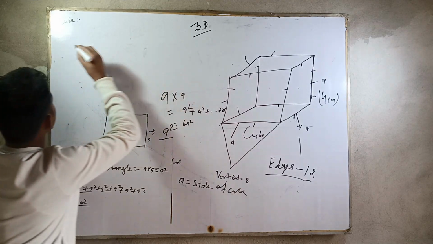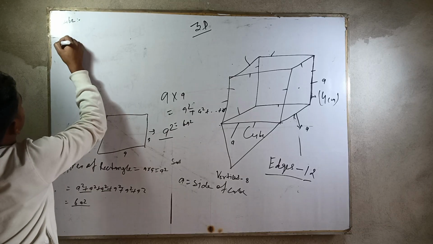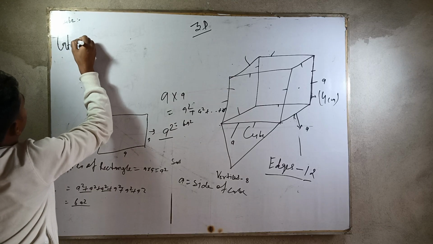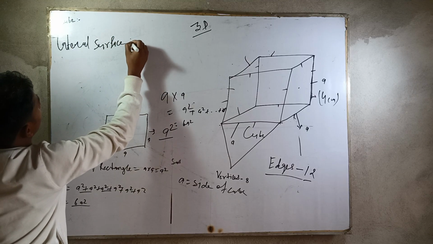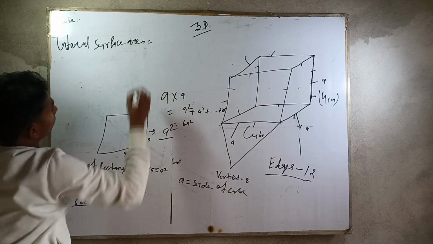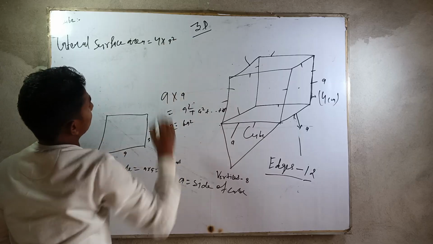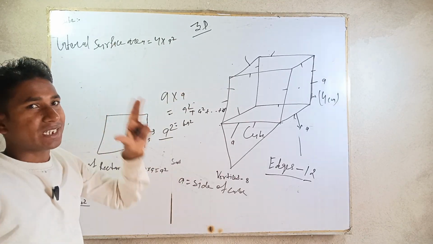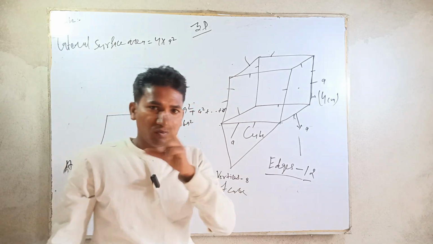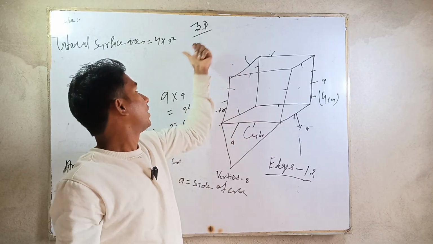Lateral surface area equal to 4a square. Why did I tell you that? Because I have to paint only 4 walls, that is why it is called 4a square.